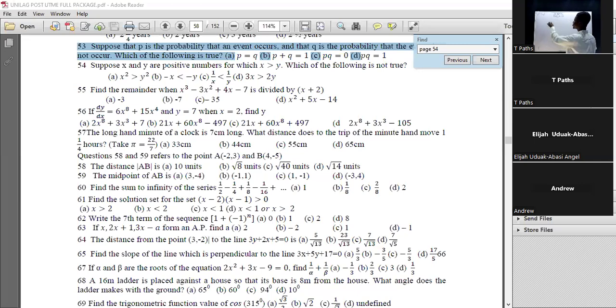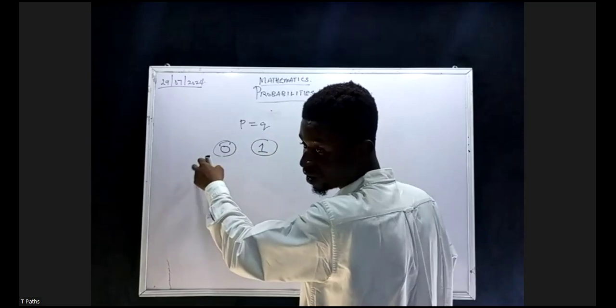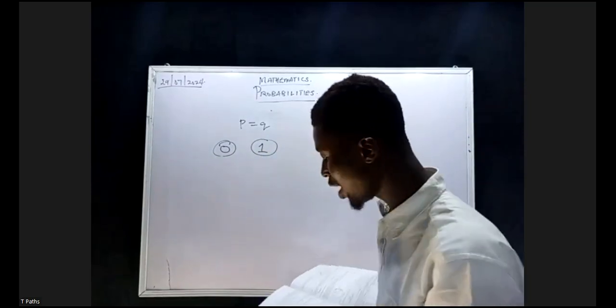Now, the first option tells us that P equals Q. This is never true. Do we get that now? Remember, I told you the highest number you can have in a probability is 1, and the least number is 0. 0 means the event never happens. 1 means the event always happens.